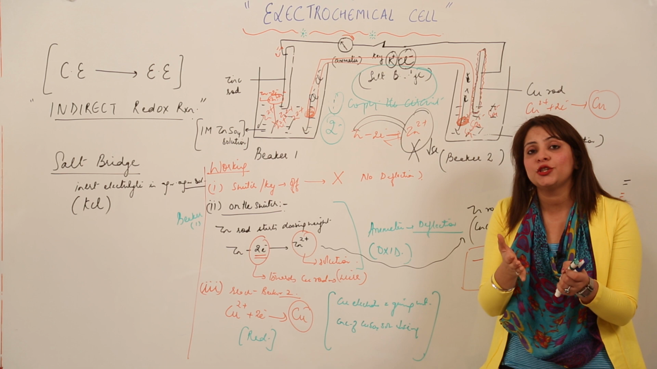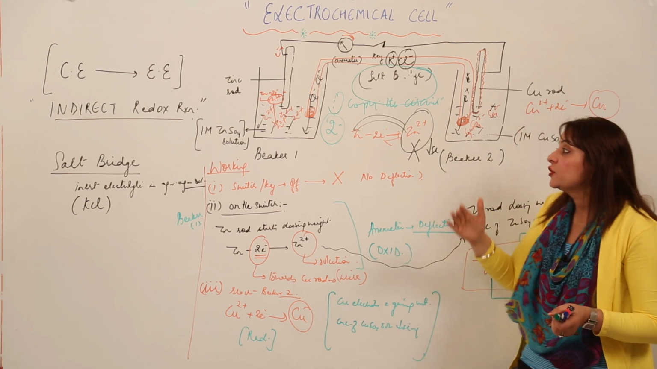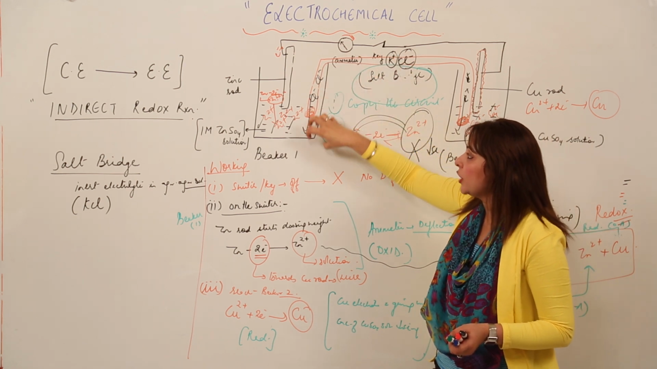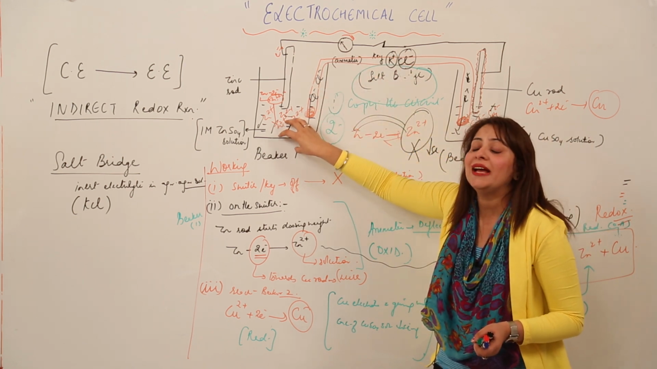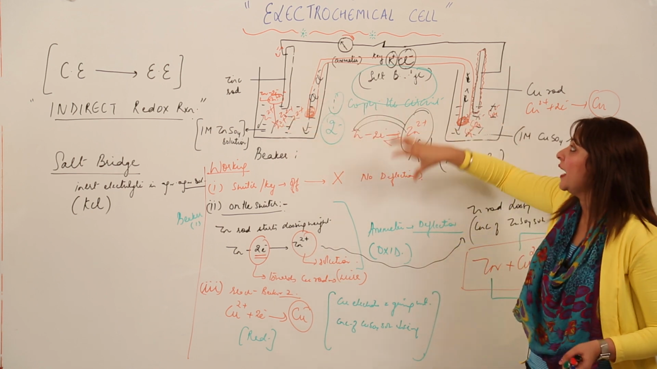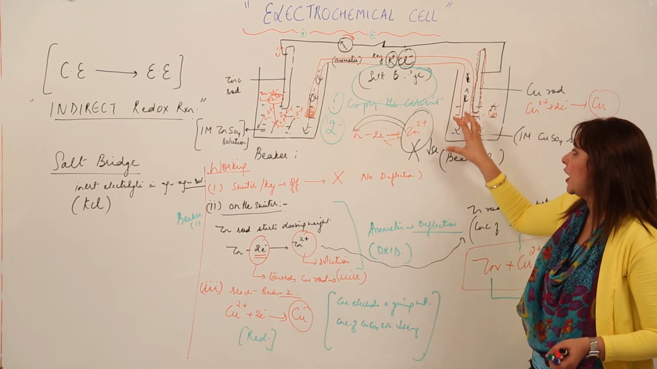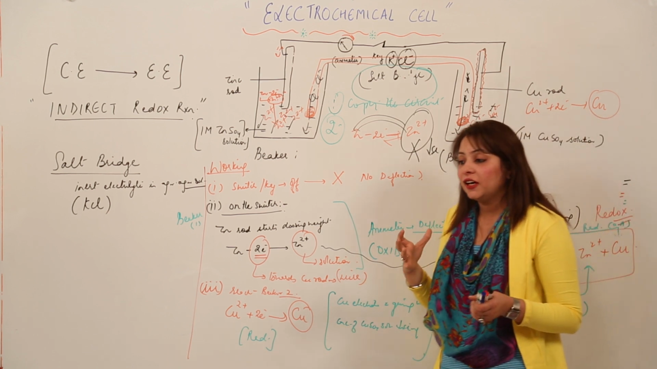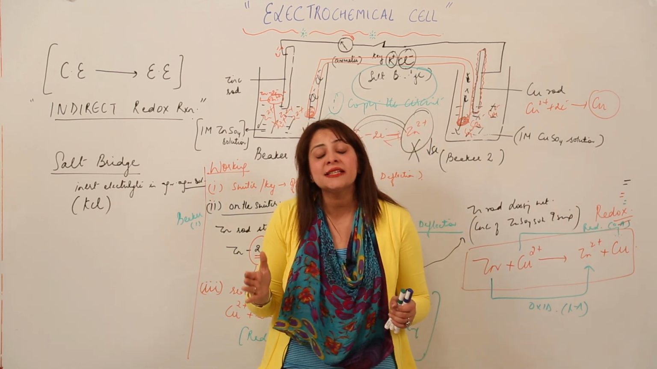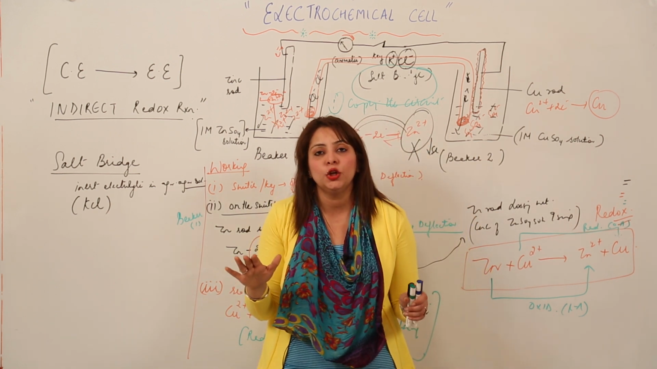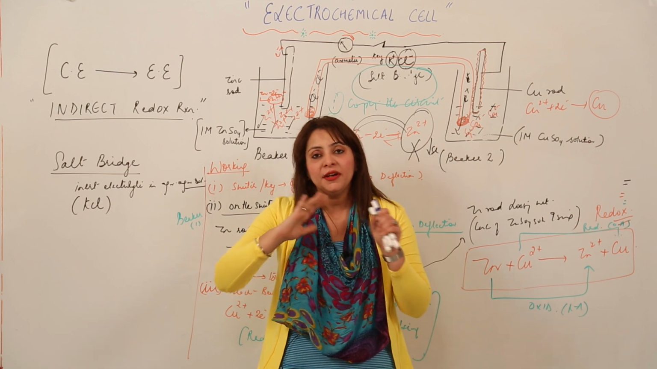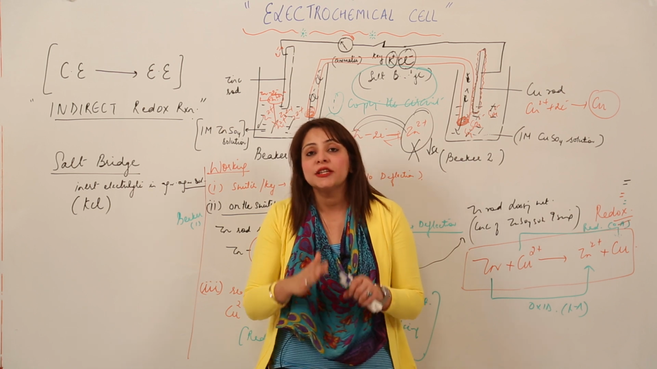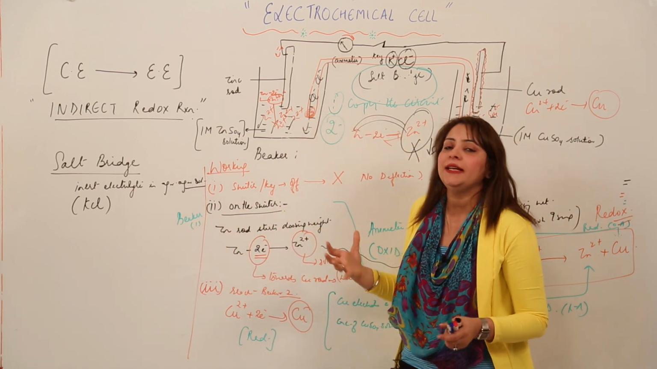So in that case the salt bridge plays an important role. What it does, it passes its oppositely charged ions, that means the excess negative charge, into beaker 1 so that it can neutralize the excess positive charge, and at the same time it passes the positively charged ions into beaker 2 to neutralize the excess negative charge, so that the oxidation and reduction keep on taking place, and the chemical reactions still keep on taking place and the electric energy keeps on being produced. So this is how you are going to explain the electrochemical cell.